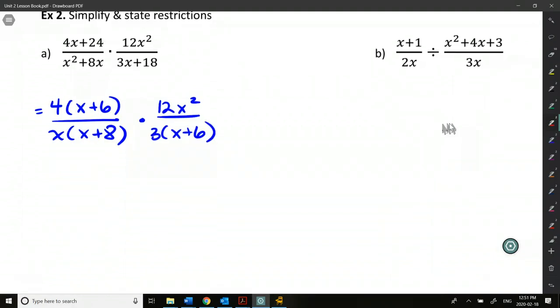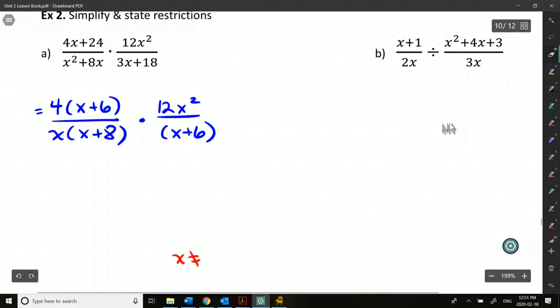Okay, we never want to forget, you're going to start a little restrictions list. X cannot equal, and we need to restrict any x's in the denominator. Okay, it's a lot easier to see once you've factored. So if you try to look here, you might miss something, but it's a little bit easier to see once it's factored. So that's why we try to factor it first before we do the restrictions list.